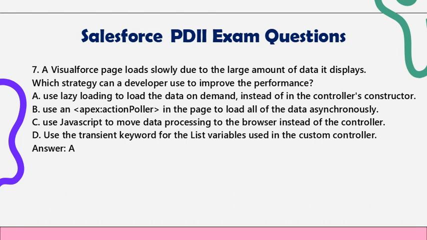7. A Visualforce page loads slowly due to the large amount of data it displays. Which strategy can a developer use to improve the performance? A. Use lazy loading to load the data on demand, instead of in the controller's constructor. B. Use an iframe in the page to load all of the data asynchronously. C. Use JavaScript to move data processing to the browser instead of the controller. D. Use the transient keyword for the list variables used in the custom controller. Answer: A.